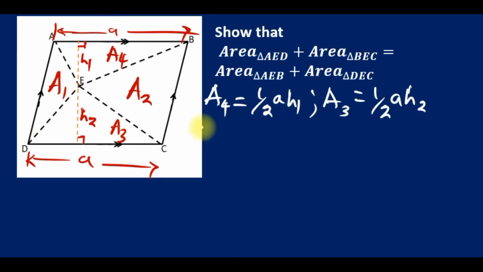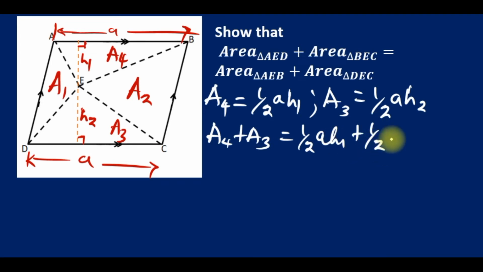So let's sum the two areas. We see that A4 plus A3 is half A H1 plus half A H2. Looking at these two, they have a common term. The common term is half A, while this is H1 plus H2.